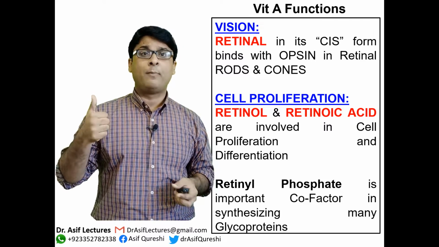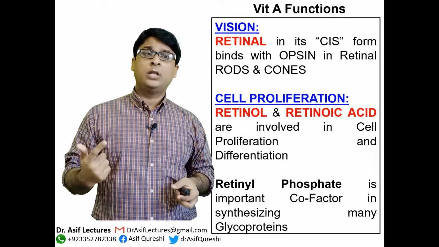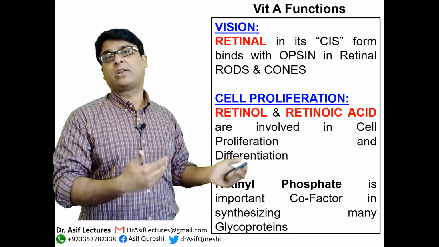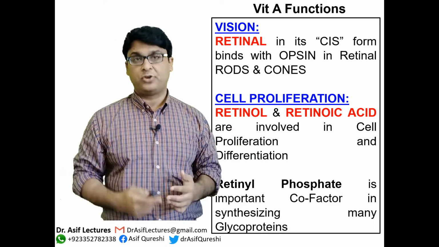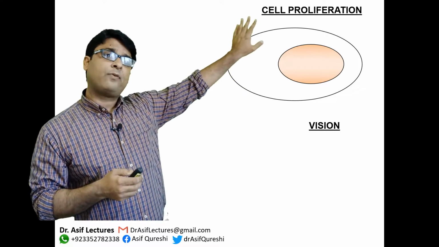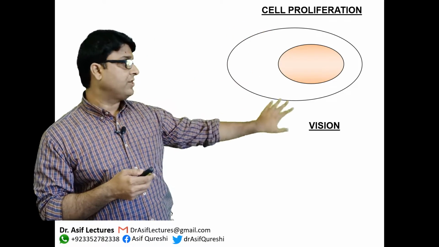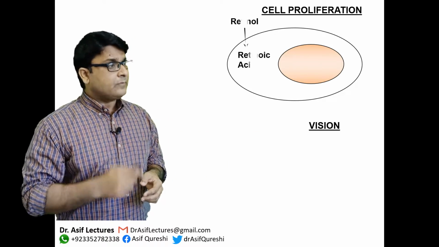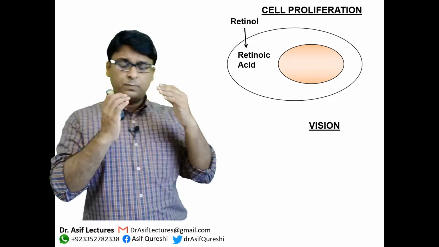First one is normal vision, second one is cellular proliferation, and the third one is cofactor for synthesis of glycoproteins. Okay, so far so good. Now, how does it perform the cell proliferation function and how does it perform the vision function is the next discussion bit. Now, here's the story.